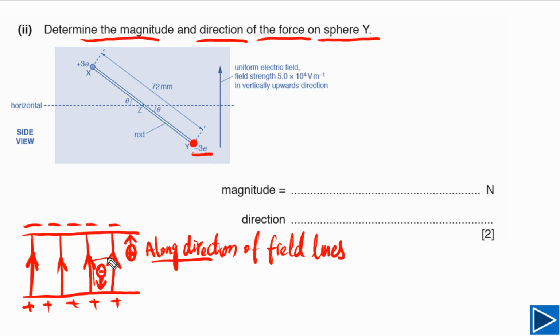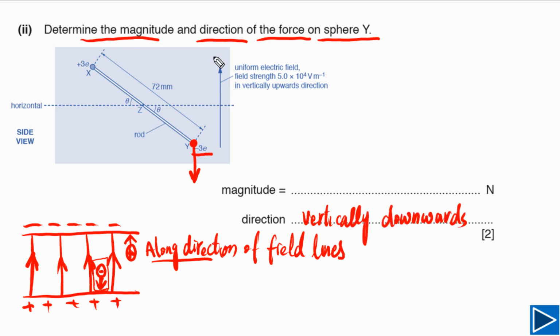As you can see here, we have placed this negative charge in this uniform electric field. So the force on this sphere will be pointing vertically downwards. So this is how we can determine direction of force on the sphere. So we can simply say vertically downwards.